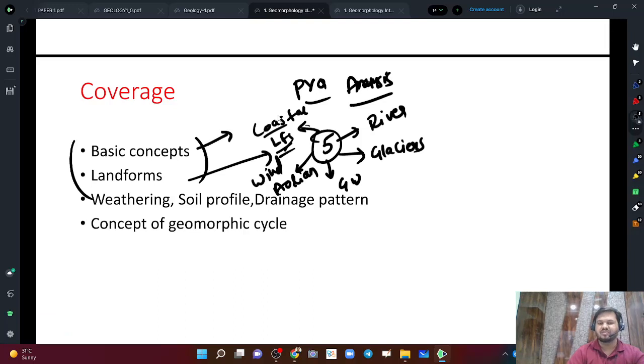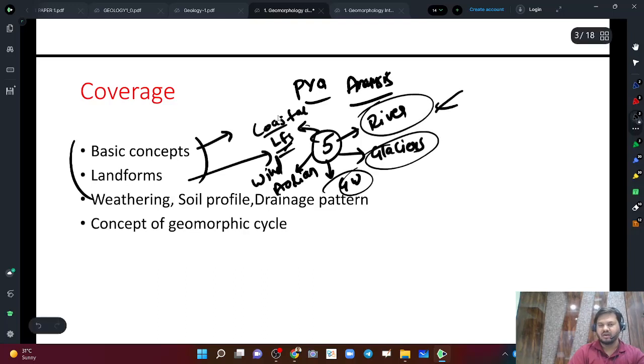In one year UPSC will ask you about river landforms, another year glacial, then groundwater, then maybe again river, then wind, then coastal, something like this happens. We'll also see previous year questions, what kinds of questions UPSC is asking. So these questions are fixed. They will ask this or that question compulsorily in every paper, whether it is civils or forest.